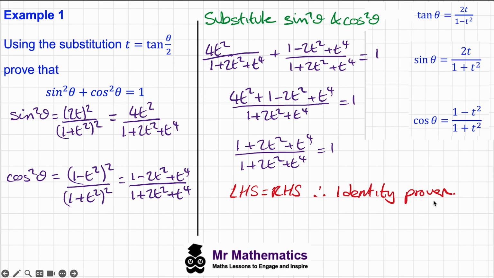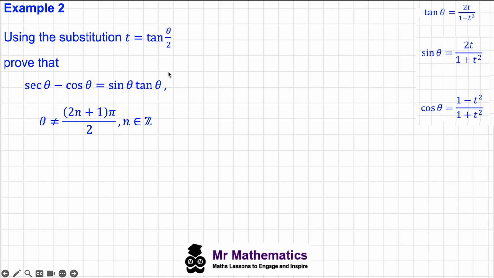Okay? In example 2, we're going to look at another identity. We're going to use the same substitution to prove that sec theta minus cos theta is sine theta tan theta. We've been given this condition because when theta does equal 2n plus 1 times pi over 2, this will result in dividing by 0, which we can't do. So we have to be careful with these conditions.